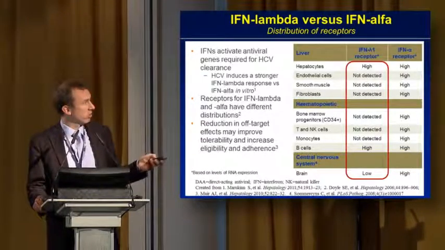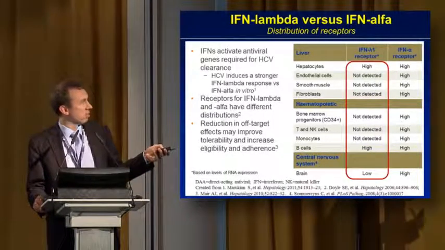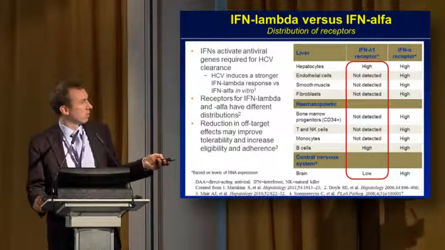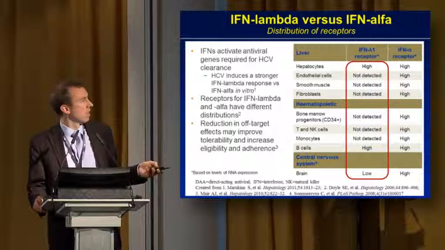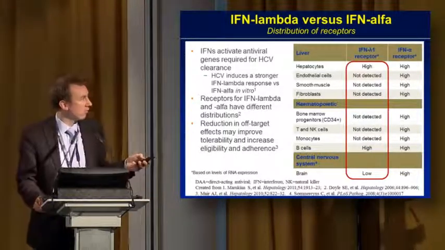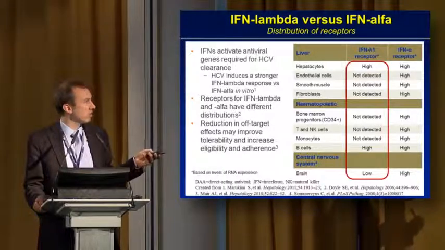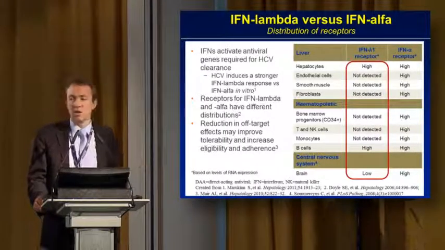As I mentioned, the interferon alpha receptor is expressed at all these different tissues, and therefore we have also side effects within the muscle, within the bone marrow, and of course also within the brain. If we look for the interferon lambda receptor, we can see that interferon lambda receptors are not detected in the muscle, are not detected in the bone marrow, are not detected in the lymphocytes, and are not detected or nearly not detected at very low levels in the brain.